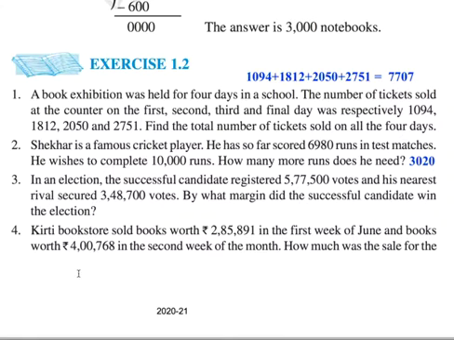Okay, in an election, the successful candidate registered 5,77,500 votes and his nearest rival secured 3,48,700 votes. By what margin did the successful candidate win the election? You need to subtract this from here.